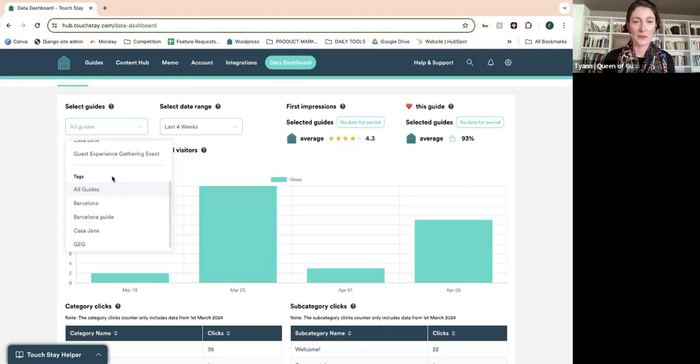And a really great example of that is maybe you have, let's say you have 300 properties and they're all on the coast in the US, and you've got properties in LA, you've got properties in San Francisco. You would have a Los Angeles tag and a San Francisco tag, and you'd group together different guide content underneath those tags. So it's by area that you're setting up these tags. So you could choose a tag here to just view the information and the views and the interaction with just that content. So that's a really cool way of slicing this data.